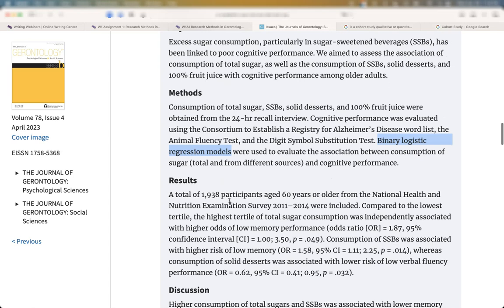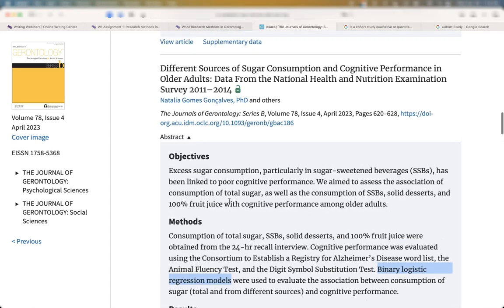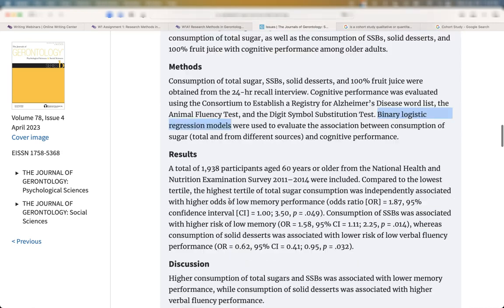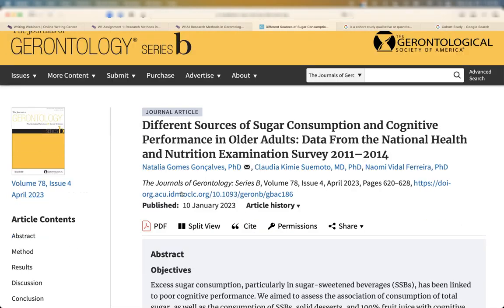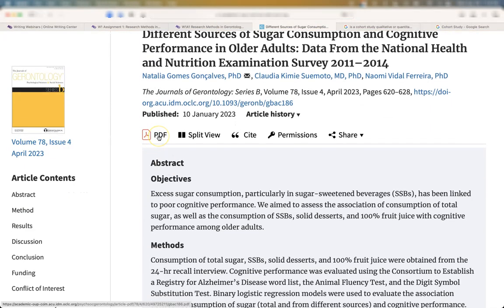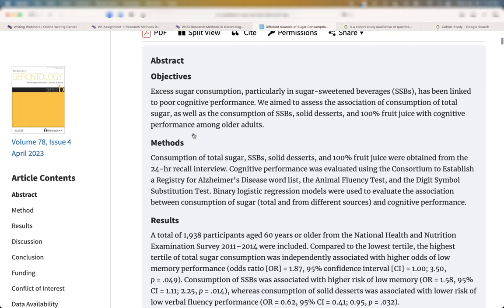Now, while they haven't told us everything explicitly, let's go ahead and take a look at the article itself, which all I have to do is go to View Article. Now, here we see we can just download this as a PDF if that's helpful. Some people will use a split view. I personally don't like split view. Or we can use the navigation to jump around.